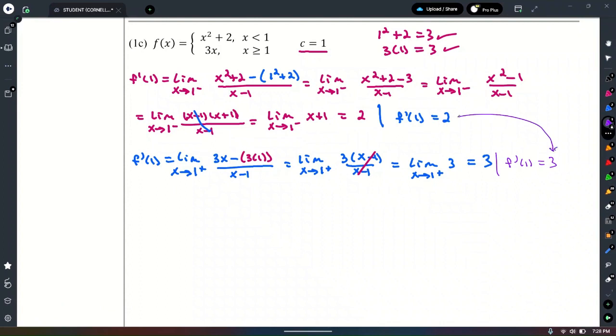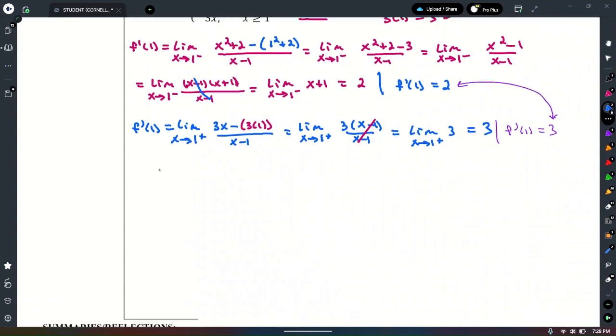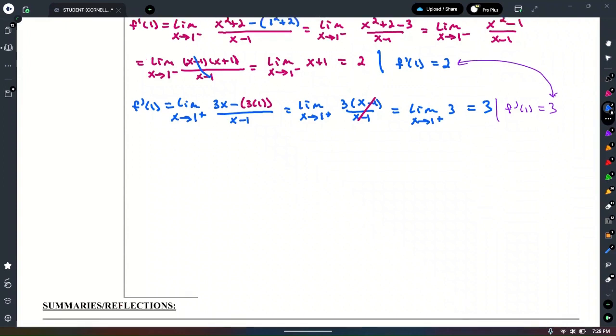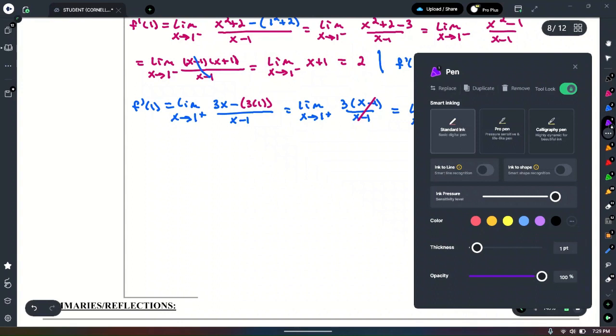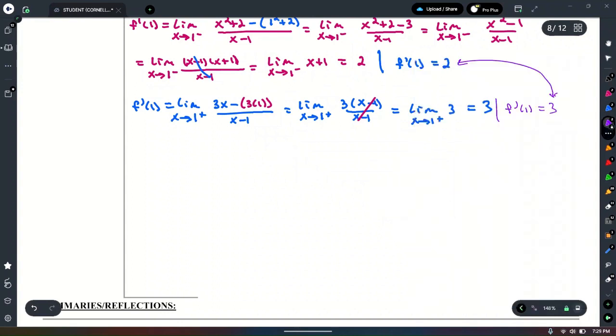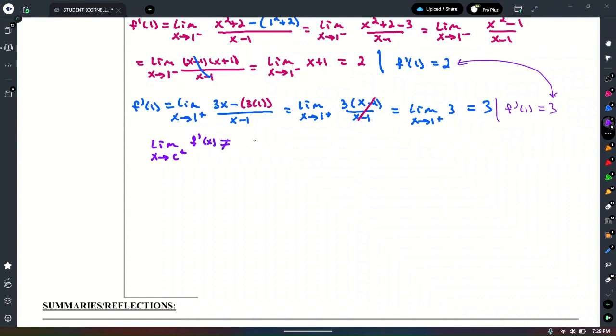These two things are not the same. And so we need to do a little investigation. We kind of need to figure out what's going on here. And so here's how we're going to write this. We say the limit as x goes to c from the right of f prime of x is not equal to the limit as x goes to c from the left of f prime of x.